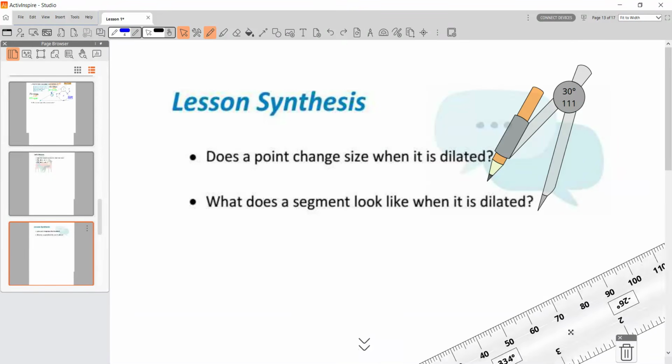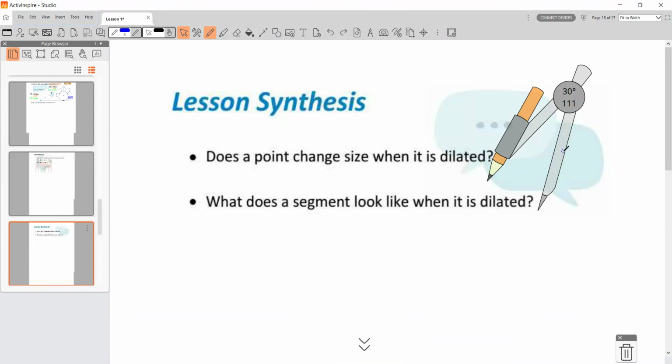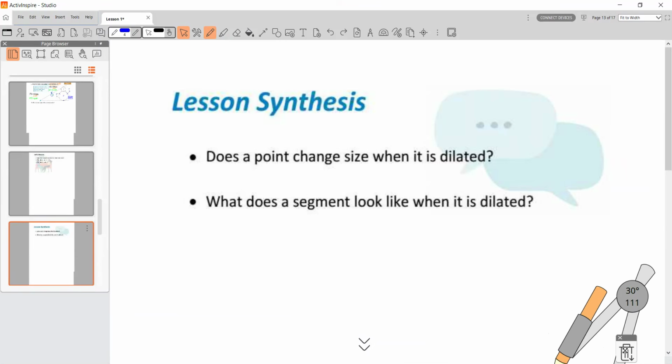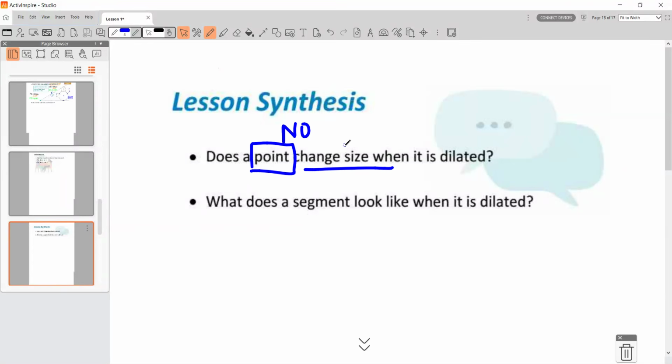All right, so what changes size when it's dilated? Okay, so does a point change size when it dilates? A point doesn't, because a point doesn't have size. So no, the point doesn't change size. It does change place, okay? So it changes position, but it doesn't change size.